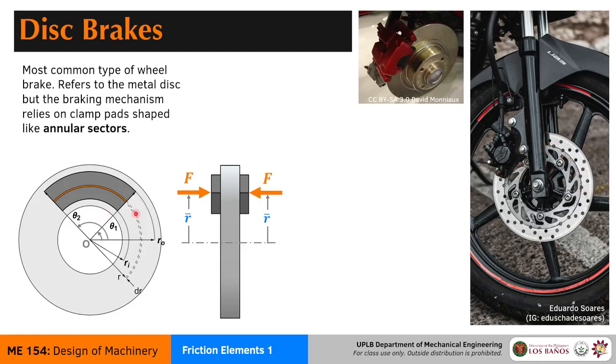Now, another name for this kind of brake is the caliper brake. The caliper refers to the part of the brake that engages the pads. So if we call it disc brake, it refers to this disc. If we call it a caliper brake, it refers mostly here to this part. So this is called a caliper. The thing here is that the brake lining is now an annular sector. So it's not a full circle.